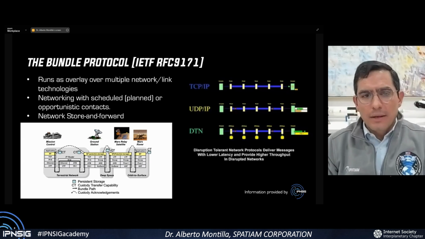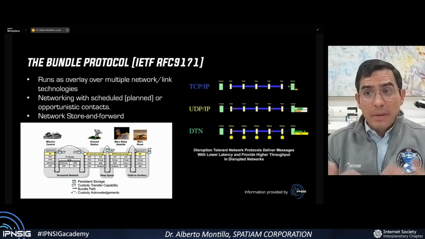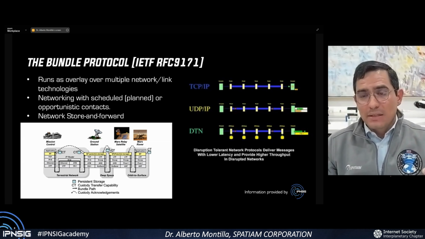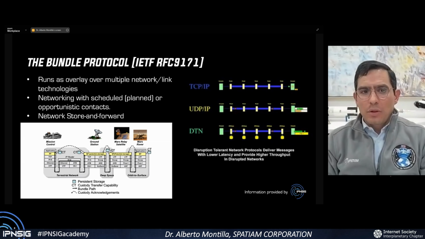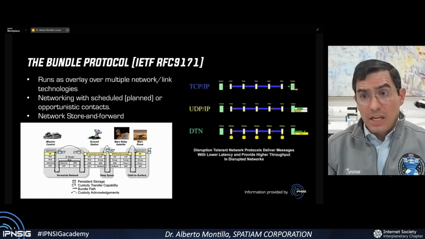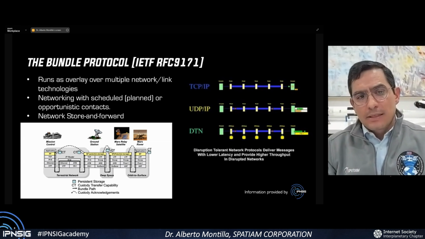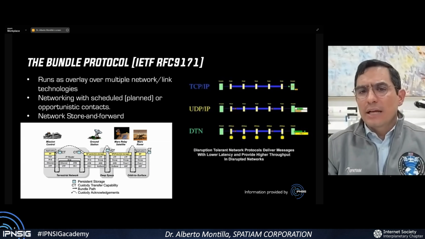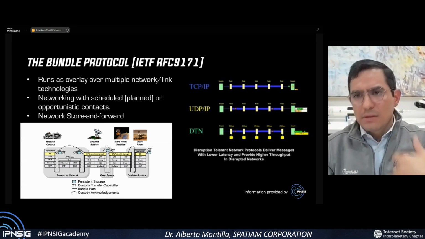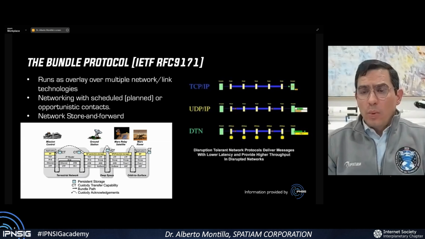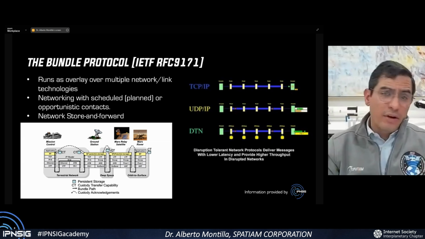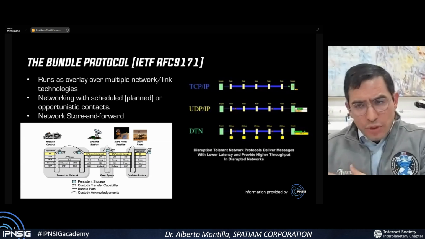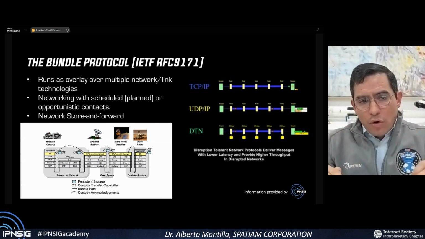The second part of it is that the networking supports scheduling, which are basically planned contacts. One of the good things about space is that we can predict with a very high level of accuracy when a specific point on Mars is going to be in line of sight with a specific point on Earth. So we can design communication schedules with very good accuracy. The networking supports scheduled contacts, or also opportunistic contacts, in case the system works with signals that say the links are up. And one of the things that is also very particular to the bundle protocol, with respect to traditional TCP/IP technologies, is that the networking layer itself performs store and forward.